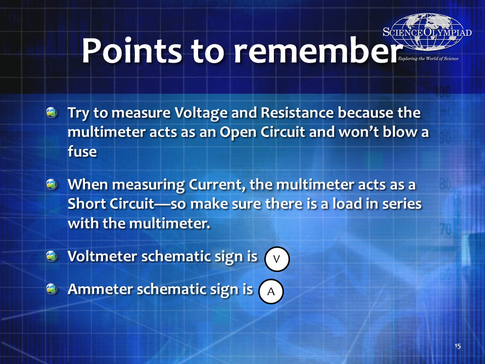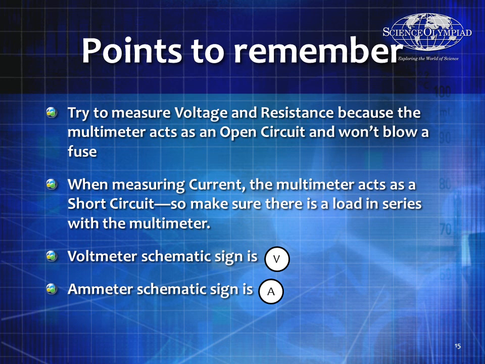So here are some of the points I want you to remember. Try to measure voltage and resistance because a multimeter will generally act as an open circuit. It will never blow a fuse no matter what. If the voltage is too high, it'll just shut off. If it's too low, it won't care. When measuring current, the multimeter acts as a short. So make sure that there is a load, because you do not want to complete the short.